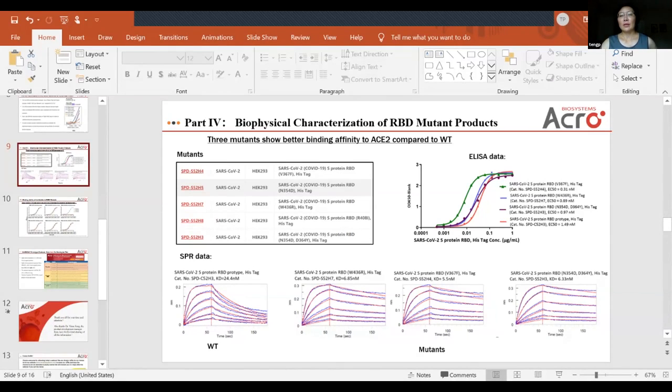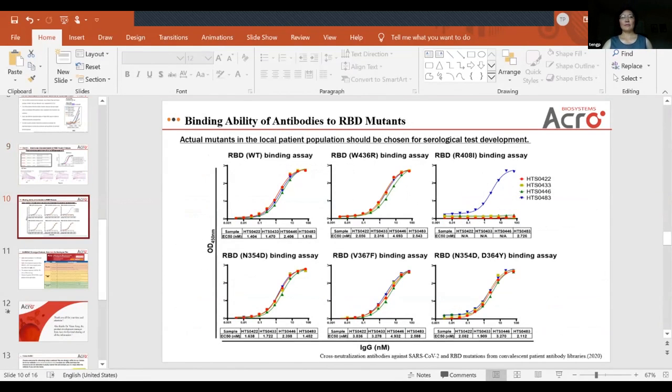The other 3 are the mutants, and they have their binding curve left shifted. And also compared to the wild type, those 3 mutants have also shown better binding affinity in SPR. And we have done further characterization of those RBD mutants with antibodies.